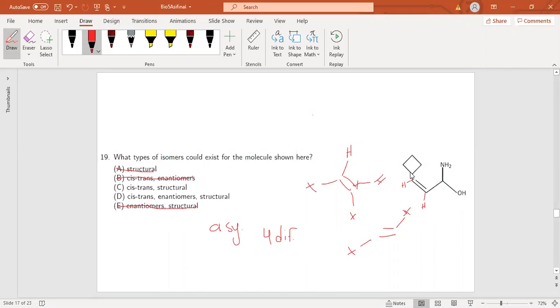Well, we know that these carbons over here have 2 hydrogens, so those will not count. This carbon here only has 3 things attached to it since it has a double bond, same with this one. And that leaves us with 1 more carbon right here. Now this carbon has an NH2 group, an OH group, this whole chain, and it has another hydrogen, right? So since these are 4 different things, this carbon is asymmetrical and can exist as an enantiomer. So our answer choice in this case is D.